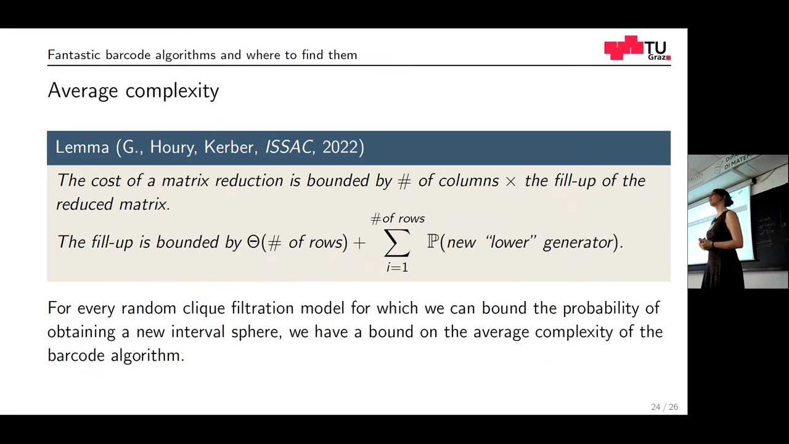Since there is a correspondence with the bars in the barcode, can you bound the complexity with the persistent homology of the geometric object? I'm not sure I understood the question. This is computing the barcode of a geometric object, right? I have my geometric object, and I want to compute the persistent homology of it. Yes, exactly. Well, this is a bound on the algorithm.